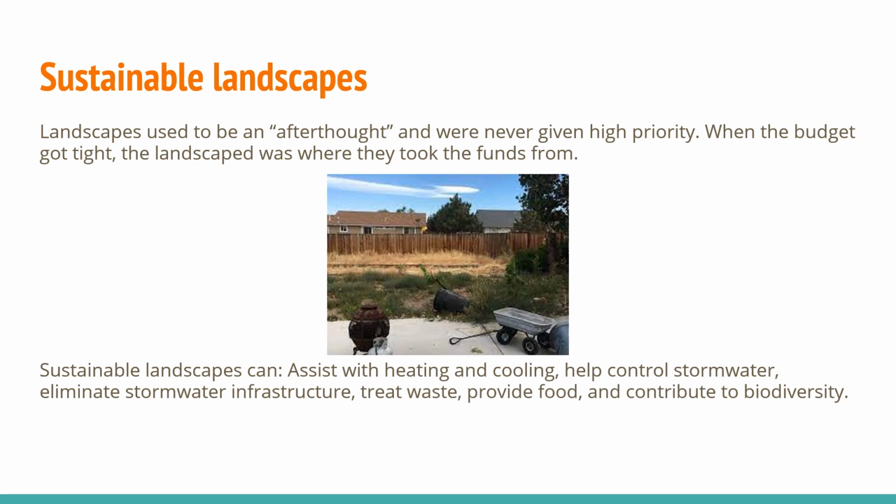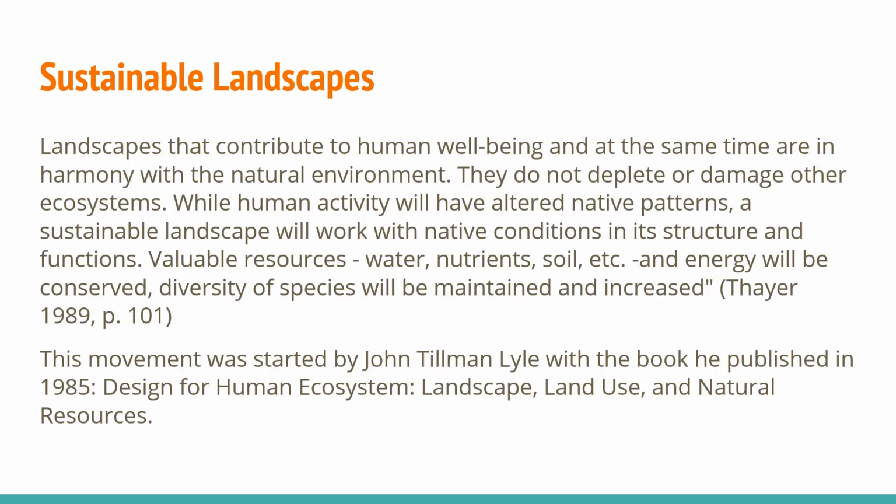Landscapes used to be an afterthought and were never really given a high priority with earlier versions of LEED 1 through 3. When the budget got tight, the landscape was often one of the first things to get cut. However, sustainable landscapes can assist with heating and cooling and controlling stormwater to prevent that erosion and to eliminate costly stormwater infrastructure such as gutters, canals, and drainages. Not only that, they treat waste and provide food and help contribute to the local ecosystem, promoting biodiversity.